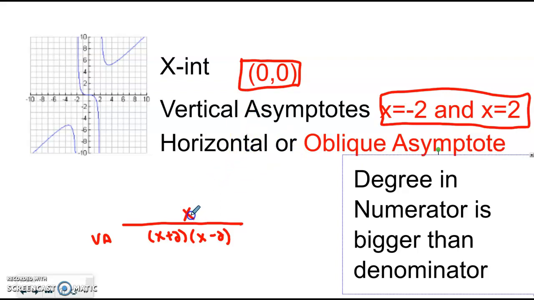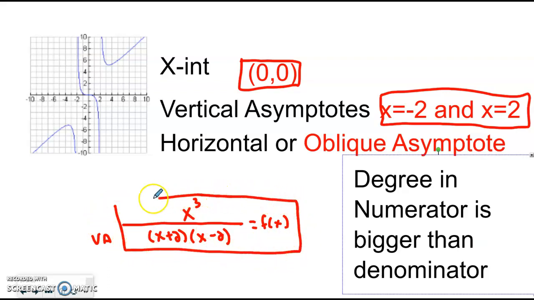Now, if I look at this current state, right now I have x squared in the denominator and an x. Well, is the degree in the numerator bigger than it is in the denominator? Not yet. And the only way that I can get there is with an x cubed. So in this case, my function would be f of x equals x cubed over (x plus 2) times (x minus 2). So my vertical asymptotes are dealt with in the denominator, and my x-intercepts are dealt with in the numerator. Okay? All right, so let's look at this next one.